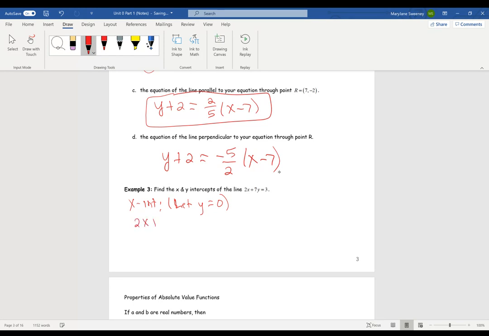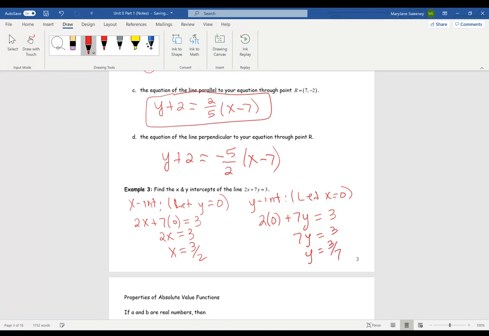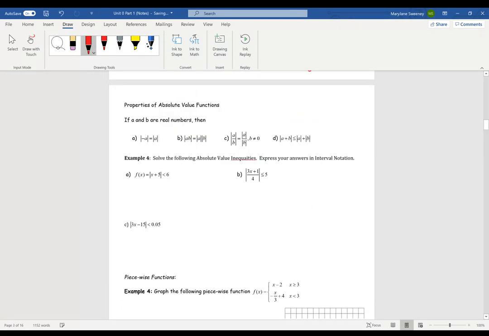So into the equation, you're going to plug in y is 0, which then gives you x is 3/2. So that's your x-intercept. To get a y-intercept, you're going to let x equal 0. And so into the equation, you're going to plug in x is 0 and then solve for y.